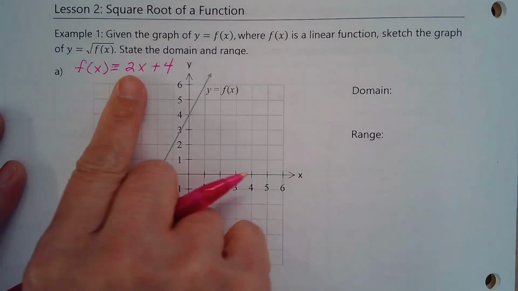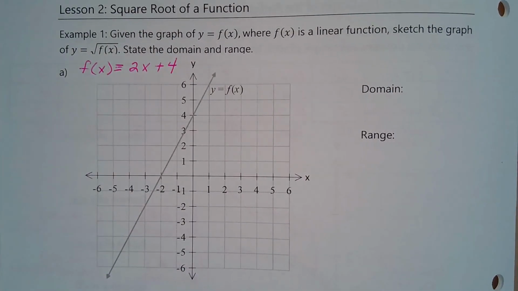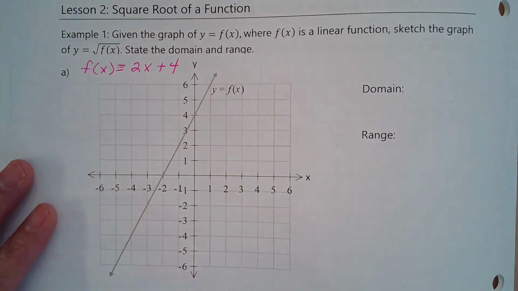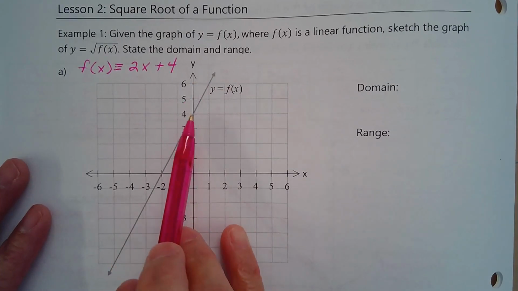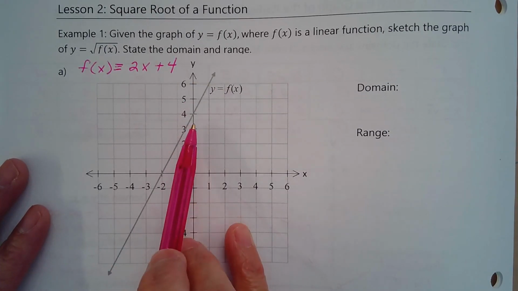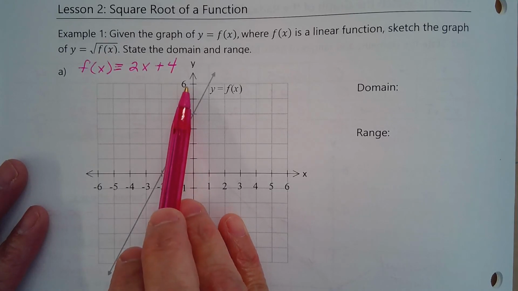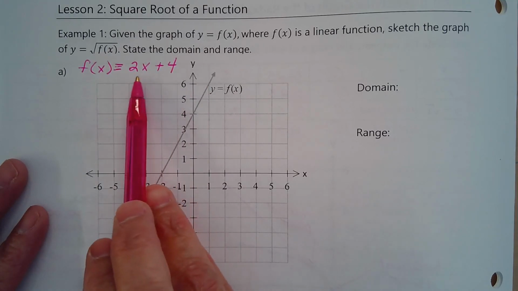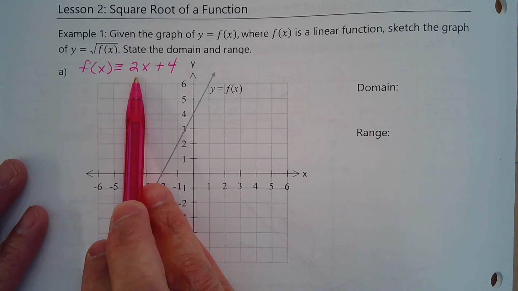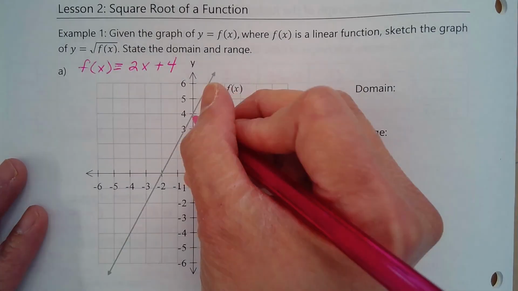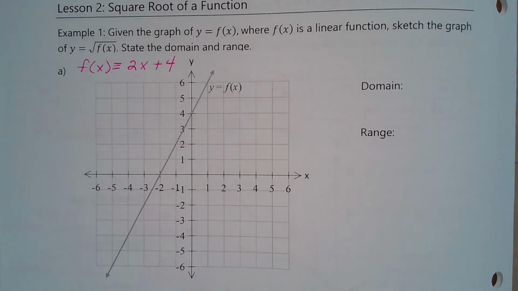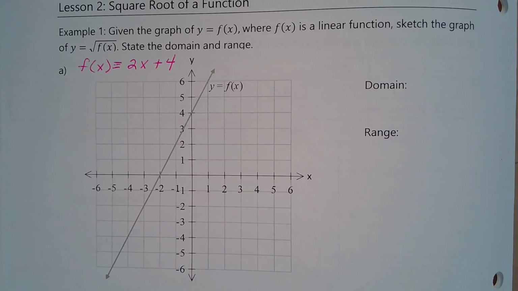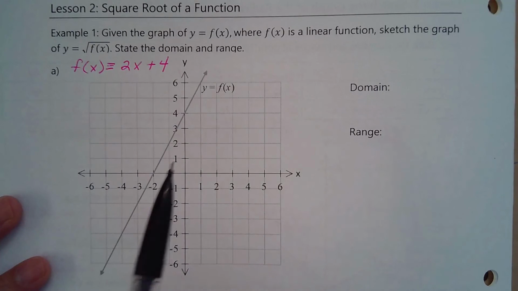So this one here is in slope-intercept form. What is the slope of the graph? It's rise over run, right? You go from one point to the next point, you go up 2 to the right 1. So the slope is positive 2, and the y-intercept is 4. Okay, so that's the equation of the line. But really, we don't need to figure out the equation of the line to graph the square root of the function. So what can we do?